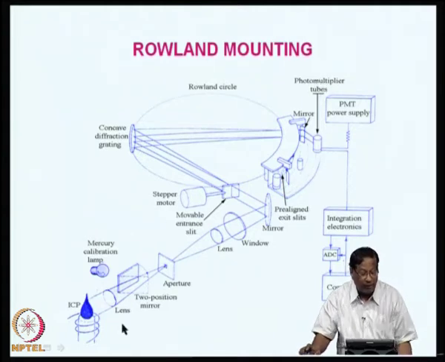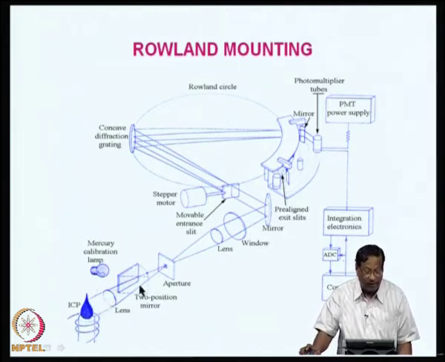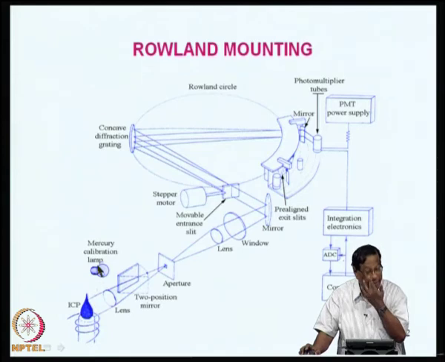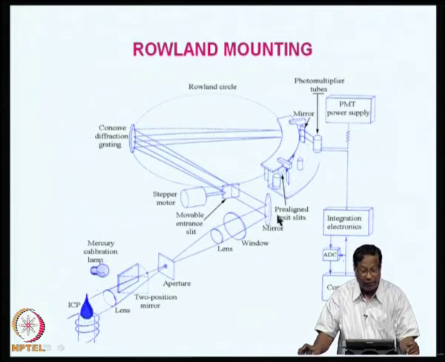And other things will remain the same: ICP, lens, this is the plasma, this is the lens, and then this is a 2-position mirror. For this, there is a mercury calibration lamp to standardize the wavelength, and there is another aperture, lens, window, etc. Once it reaches this pre-aligned mirror, it straight away enters through a slit onto the concave grating, and then it comes out, and again you can see that everything is mounted on the Rowland circle.